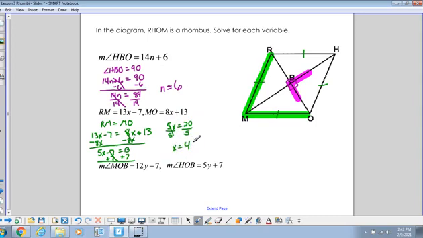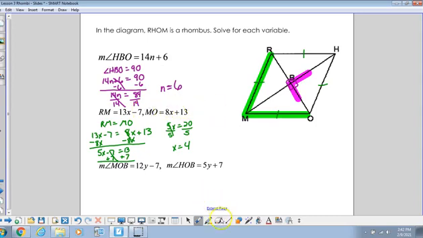Now, does that number make sense? Let's plug it in. Let's just make sure. If I plug in right here, 13 times 4, that's 52. 52 minus 7, that means RM is 45. And if we plug it in right here, 8 times 4 is 32. 32 plus 13 is also 45. There we go. Their sides are equal to each other.